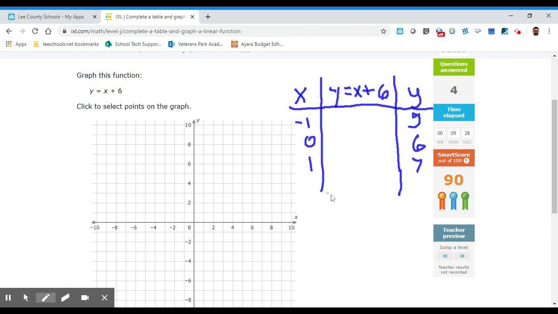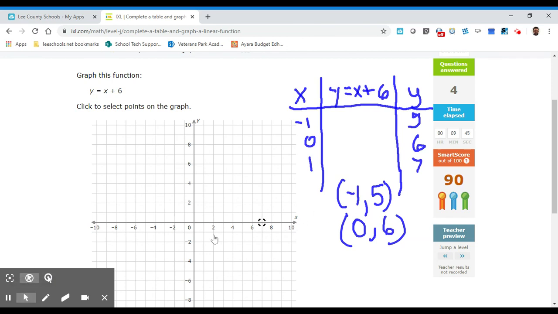So our points, we can plot any of these points. We can plot negative 1 for x, 5 for y. And let's do 0 and 6 for y. Okay, so we're going to go ahead and we are going to plot the first one. So negative 1 on the x, 5 on the y. I have to go up to 5 right there. And then 0 on the x, which means I stay put. And then I'm going to go up to 6. There it is. That's how you do it.